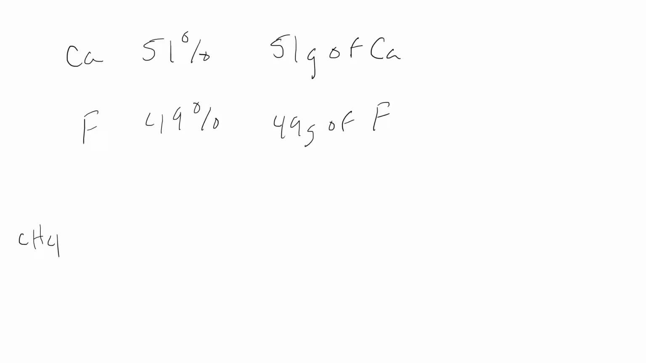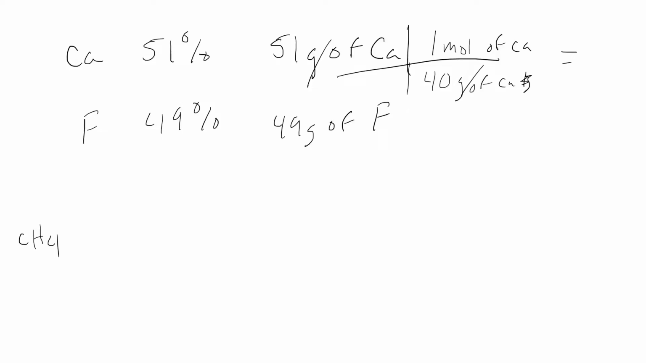So if we have 51 grams of calcium, what I need now is the overall atomic mass of calcium. And for calcium, remember, it was 40 grams per mole. Because we want moles, since we're looking at mole ratios at this point, we want to make sure that the 40 grams is at the bottom per 1 mole of calcium. So these can cross out, and we'll see what that is.